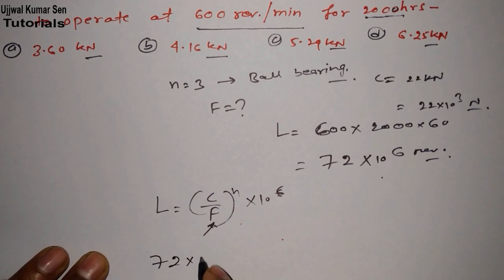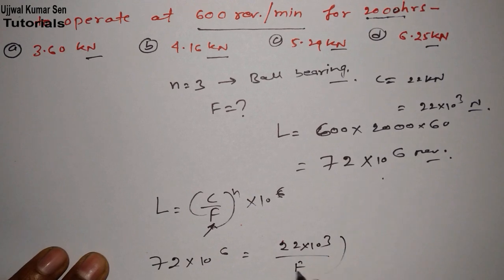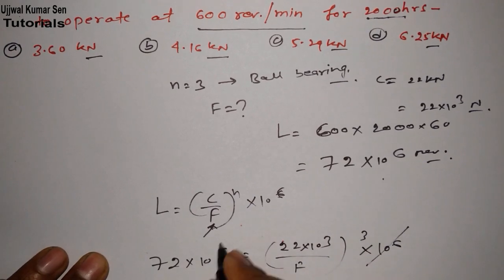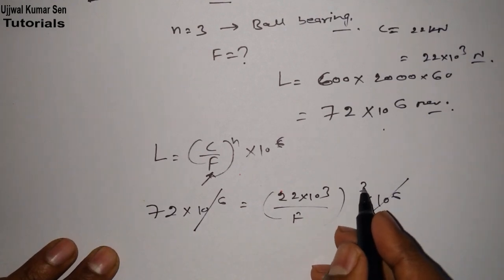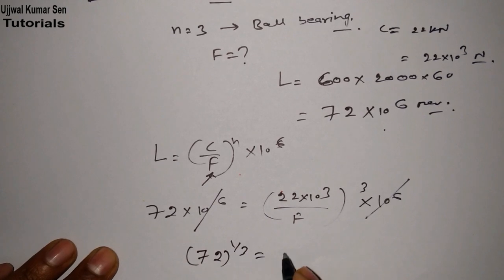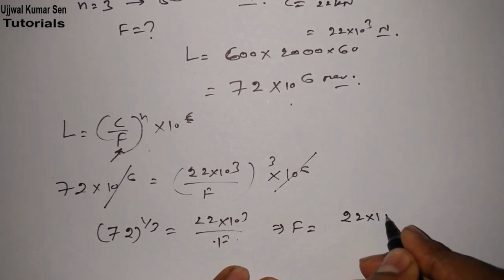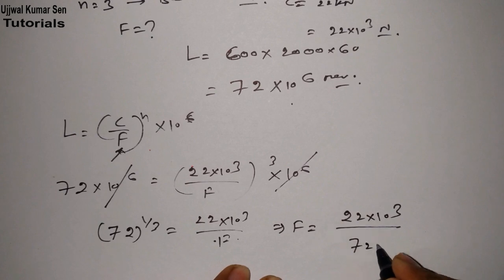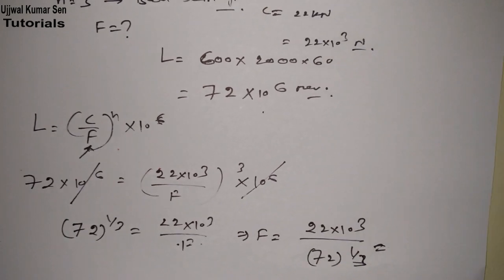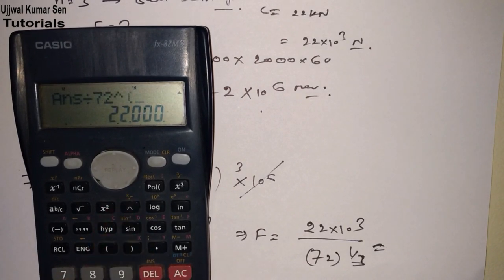Now 72 multiplied by 10 to the power 6, we have been given C, 22 multiplied by 10 to the power 3, F is not given, n is 3, this is 3, 10 to the power 6. This one gets cancelled. Now I can send this 3 to this side, this will become a cube root. So 72 to the power 1 by 3 is equal to 22 times 10 to the power 3 by F. Now send this up to this side and this one to this side. So after simplification of this equation, we get F is equal to 22 multiplied by 10 to the power 3 divided by 72 to the power 1 by 3.